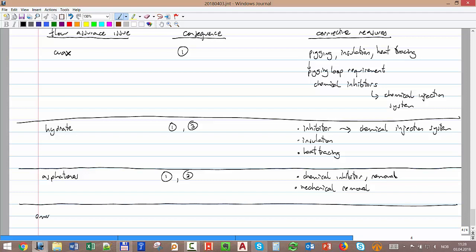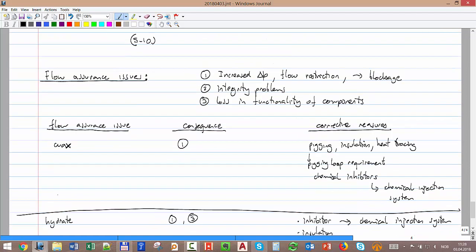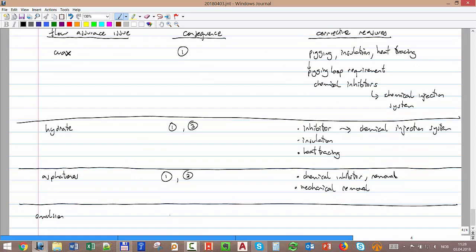Emulsion, right? What can cause emulsion? Emulsion basically is only number 1, right? And well, it can cause also some number 3, loss in functionality, like in the topside separator. If I have a very stable emulsion, then that separator is not going to separate as fast as we expect, and then you have a loss of functionality. So let me put that comment here, that in topside separation.